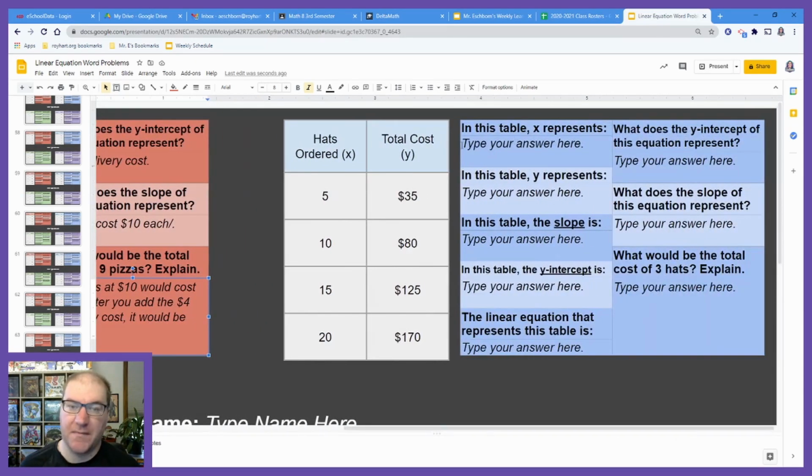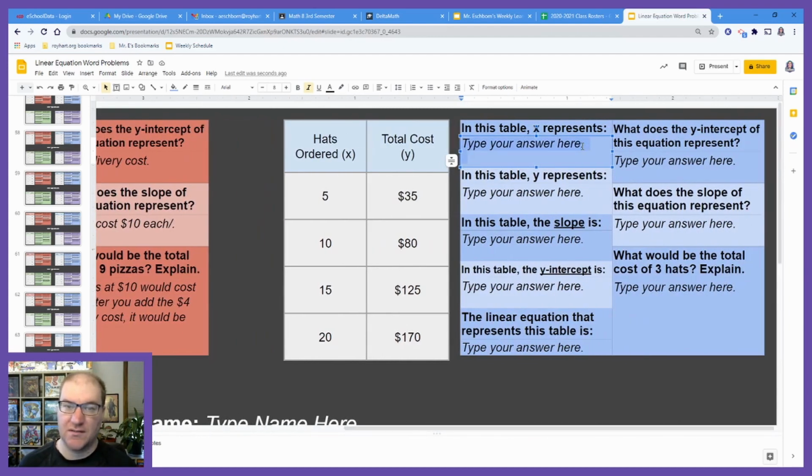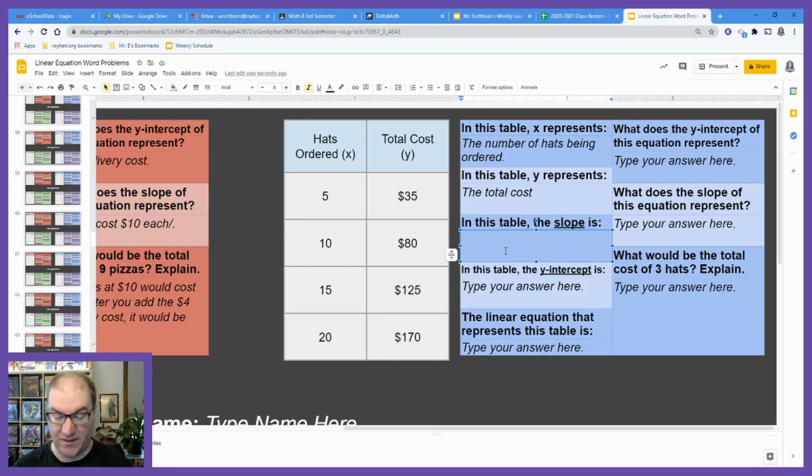Now let's do the second one. This table, the X represents the number of hats being purchased, the number of hats being ordered, and the Y column represents the total cost. Now to find the slope, remember, we're going to do how much are the Y's increasing divided by how much are the X's increasing. The Y's are increasing by $45 each row, and the X's are increasing by 5. So 45 divided by 5, the slope is going to be $9.